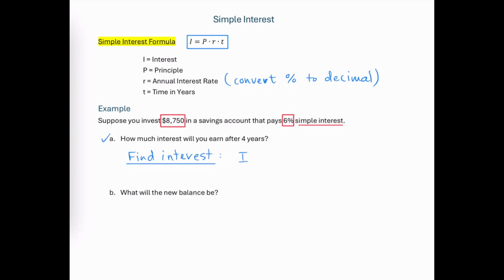Using the simple interest formula, I is equal to P, where P stands for the initial principal, and the initial amount that we invested was $8,750. So we'll multiply $8,750 by R, which is the annual interest rate. And remember, we'll need to convert this to a decimal quantity. The annual interest rate was 6%, but when we convert percentages to a decimal, we're going to move the decimal to the left 2 places. So we'll multiply this by 0.06.